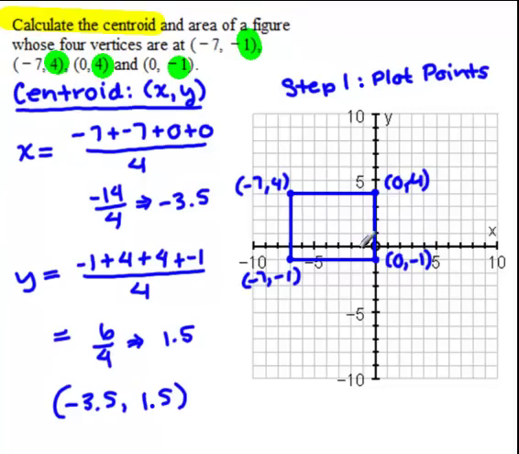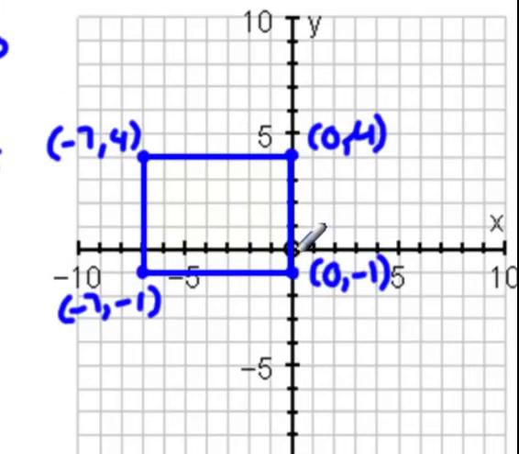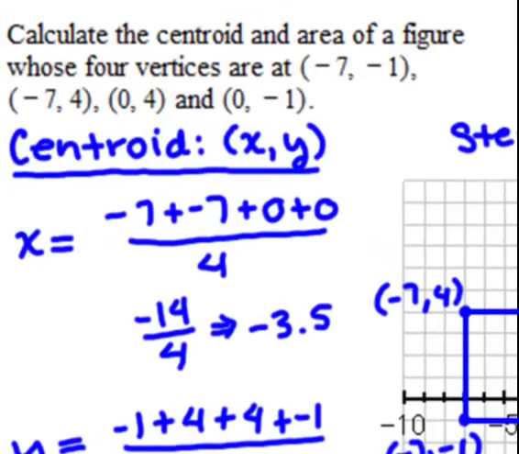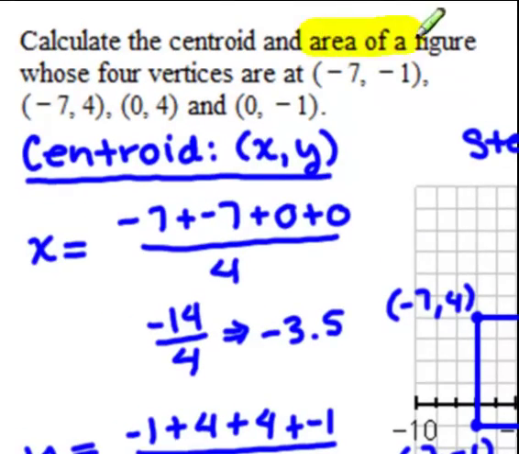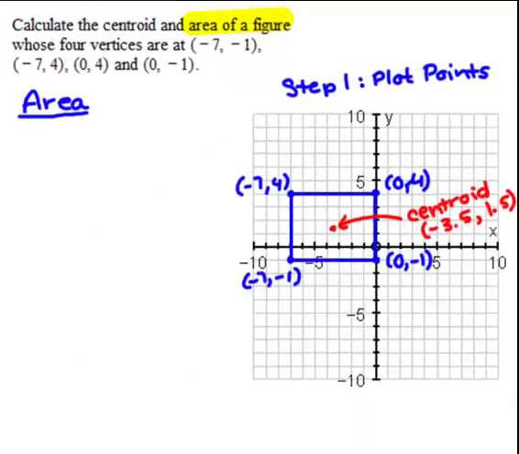If you want to graph that, you can go in the x direction -3.5, so 1, 2, 3.5, and then go up 1.5, and there's your centroid. Now it's time to calculate the area of the figure. The area of a rectangle is all of the space inside of the rectangle. So we're going to have to figure out how many square units this green section is. The formula for the area of a rectangle is length times width.